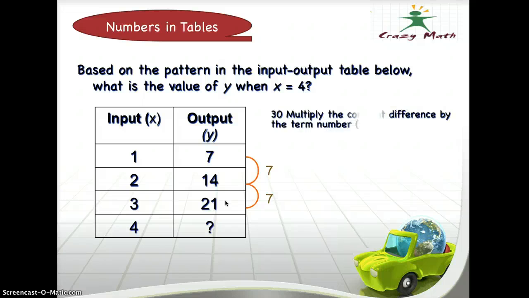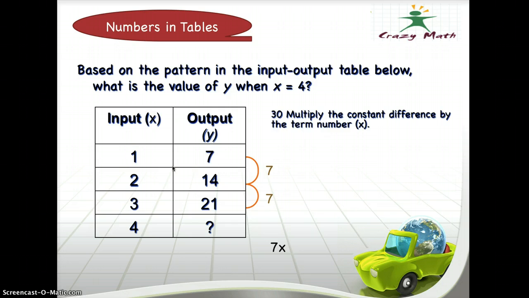Let's take a look at number 3. Sorry, this is not 0, but this is number 3. Multiply the constant difference, which is 7, by the term x. So we multiply 7 to x. So 7 times 1, 7 times 2, 7 times 3. Let's do that and write it as part of the rule. So 7 and x, you write that as 7x.